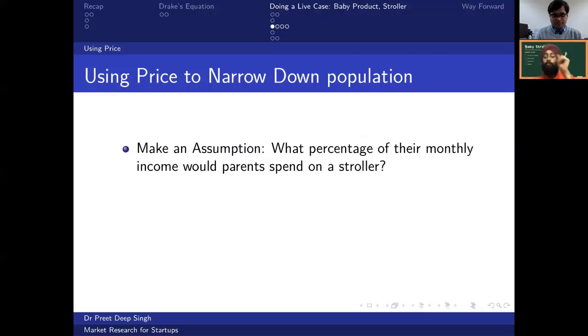Okay, we'll just look at one aspect right now and we'll see how we can narrow down our population based on that. Remember how in Drake's equation, we used intelligent civilization, civilization that will embed communication and all that. In this case, let us look at your price point, right? Let's say we have a price point of 25,000, a very super premium, amazing product. You need to make an assumption right now. What percentage of their monthly income would parents spend on a stroller? Take a moment and answer this.